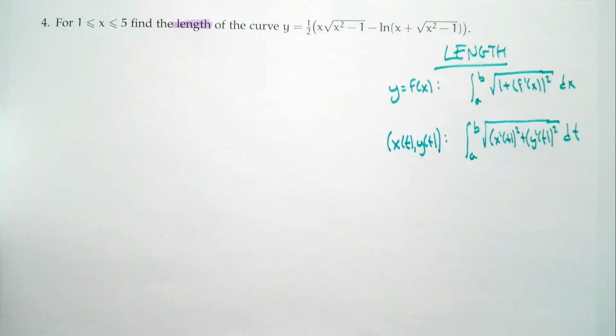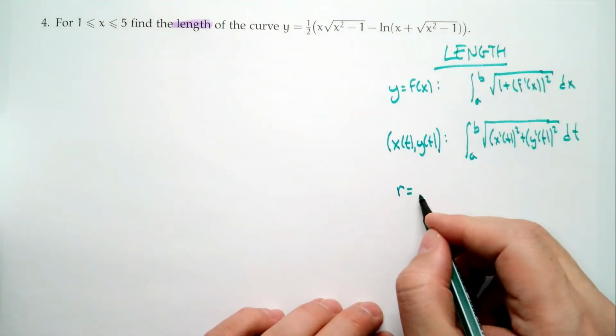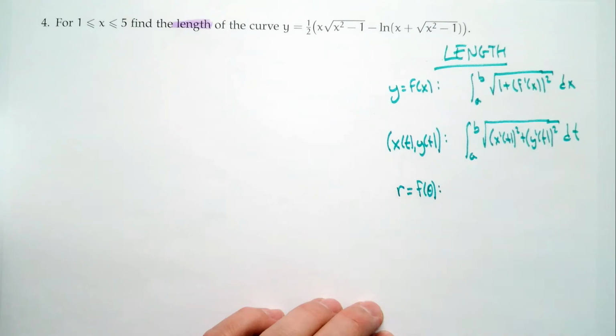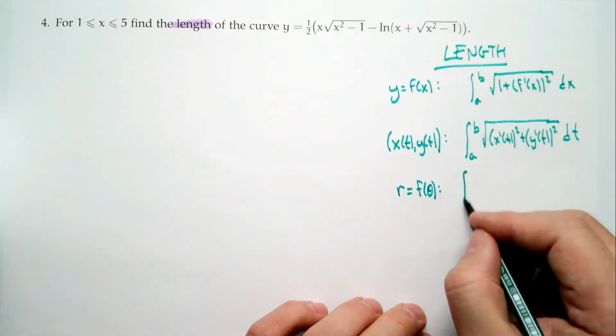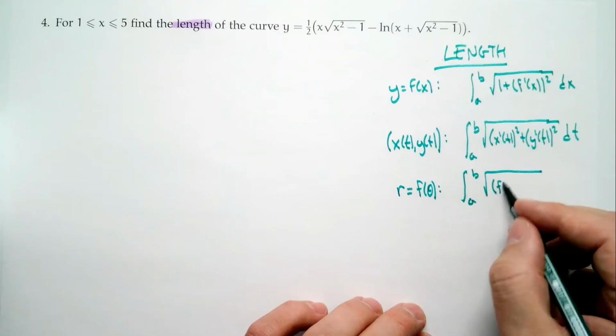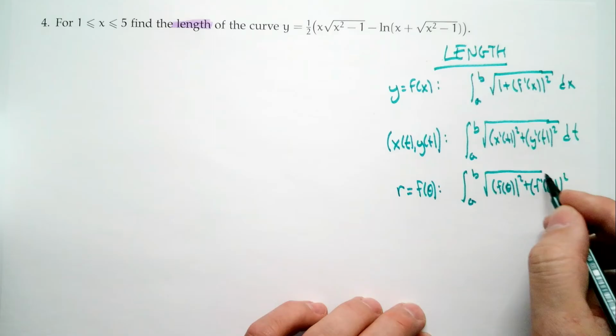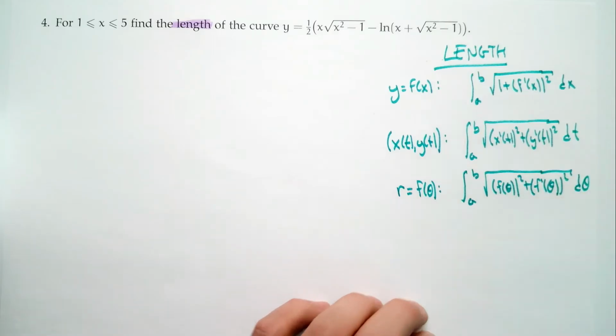All right. Now, the last one, and depending upon who you have as your instructor, you've seen this or you haven't seen it. R is a function of theta, which means polar. So the length in polar becomes the integral from a to b of the square root of f of theta squared plus f prime of theta squared d theta. So those are the 3 variations of arc length, finding the length of a curve. And so you should be familiar with them.